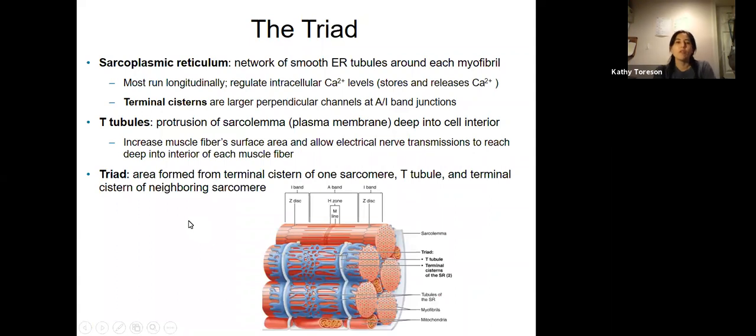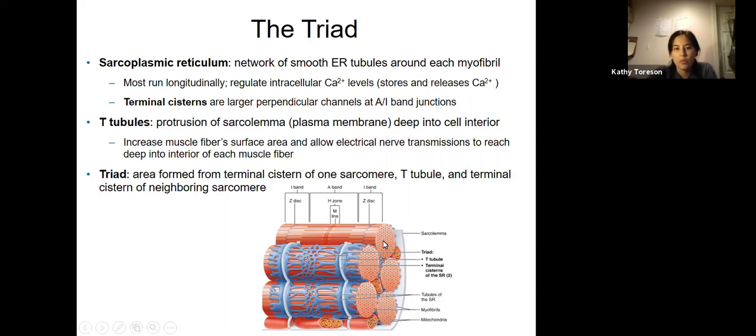So if we look at the triad, we did cover this a little bit last week, but we know that we are looking at individual sarcomeres here, right? Surrounding the muscle fiber or the muscle cell, we have a cell membrane, and that is shown right here. So that is the sarcolemma.